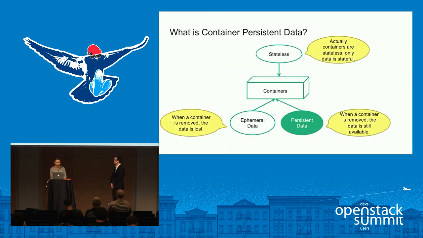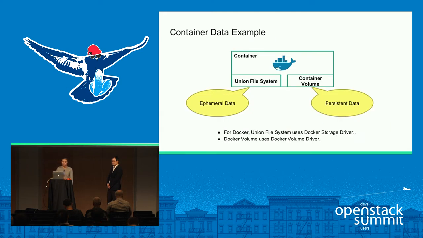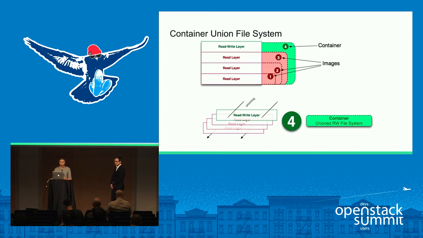As we know, the container is stateless and the data is ephemeral. There are two types of data, the ephemeral data and the persistent data. The ephemeral data will be lost after the container is removed, but the persistent data will still be available after the container is removed. So we will take the union file system as the example of ephemeral data and the container volume for the persistent data. For Docker, the union file system uses the Docker storage driver and the Docker volume uses the Docker volume driver.